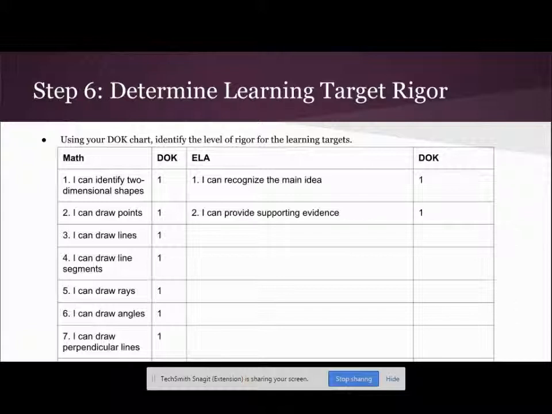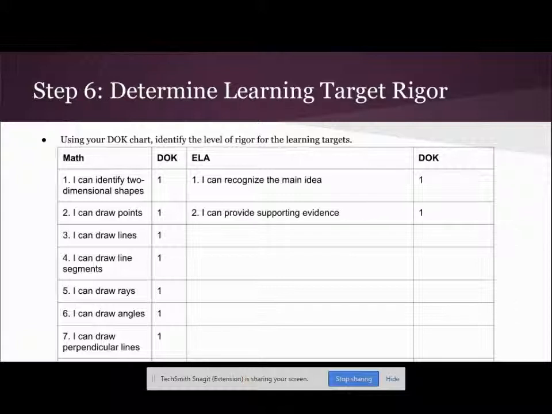Remember, it isn't about the verb when assigning DOK levels. You need to consider the complexity of the task and/or information, prior knowledge of students at that grade level, and the mental processes used to meet the learning target. So when I look at the first math learning target, I can identify two-dimensional shapes. Identify is the verb, but think of the task. I believe this is a DOK level 1 because the student can either identify two-dimensional shapes or not.